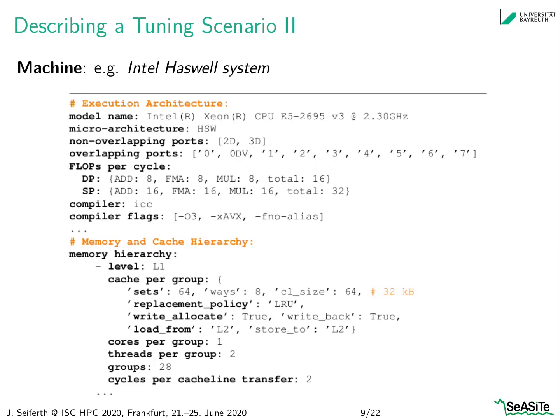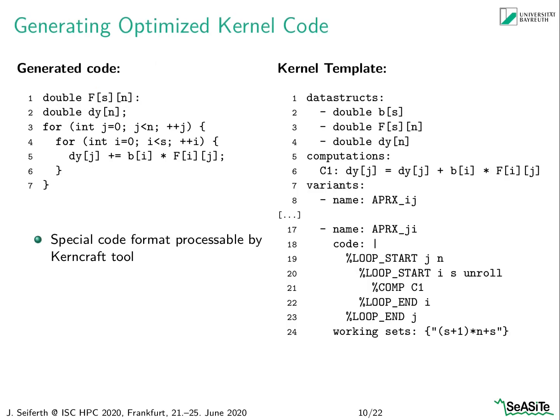Last input are key machine characteristics, which are described using the machine description format introduced by Kerncraft. Here shown for an Intel Haswell system. Included are information on the execution architecture, such as the number of ports or flops per cycle, information on the memory and cache hierarchy, as well as benchmark results of typical streaming benchmarks required by the prediction. Kerncraft automatically obtains these benchmark results using LIKWID. Using the provided tuning scenario information, Offsite automatically generates optimized code for all kernels.